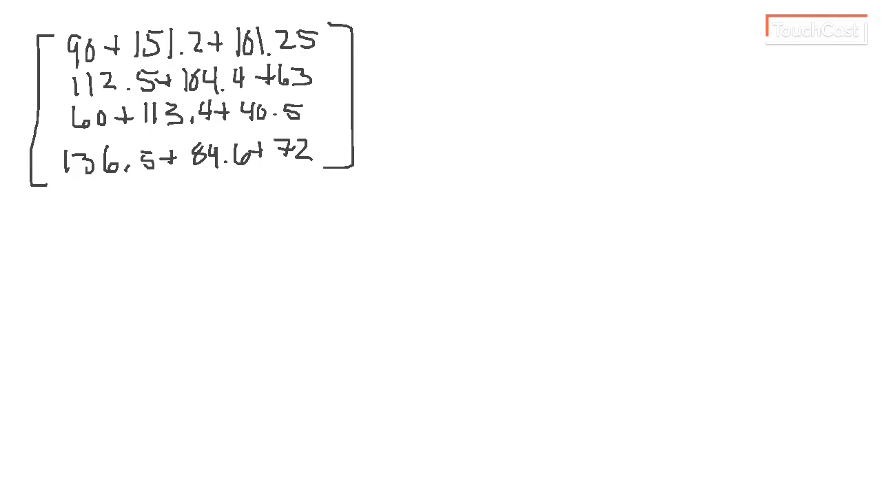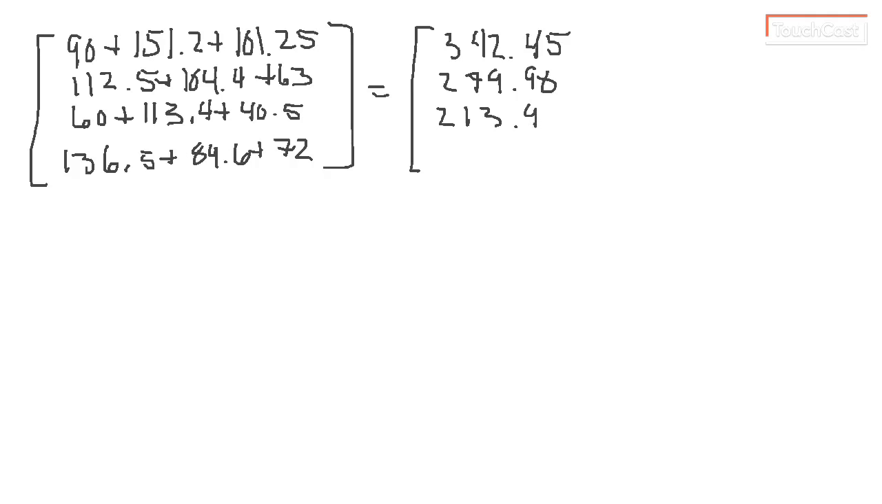Which now, if we add these numbers, we're going to find out that the freshman class raised $342.45. The sophomore class raised $279.90. The juniors, $213.90. And the seniors with $293.10. We wrote our answer as a matrix, just like the question asked.